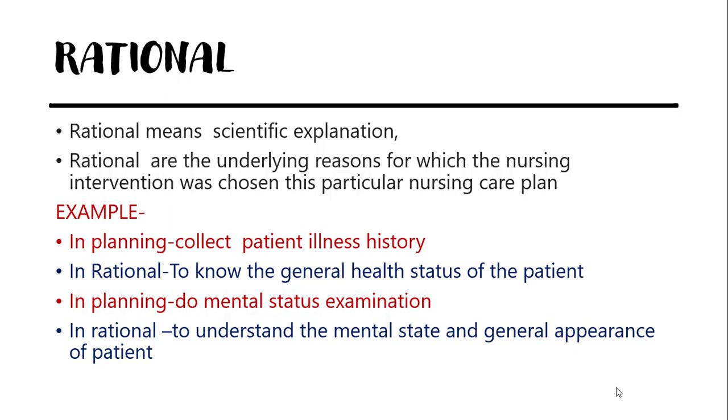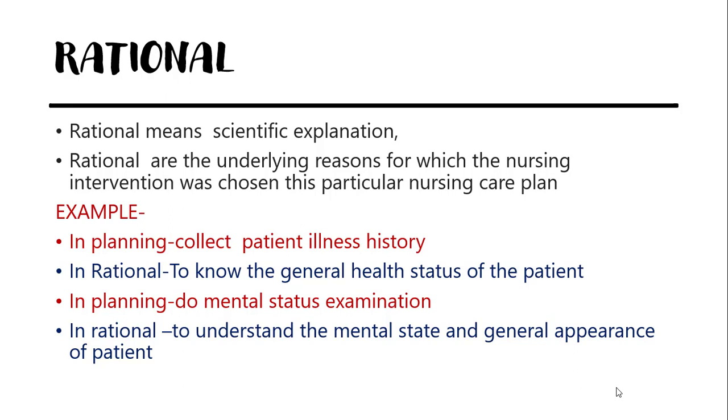So I am giving a scientific explanation for my planning in the rational column. So that is what we have to write under the rational column. Rational means an explanation column. For what purpose you have planned this particular plan, that you have to write in the rational column. So if you are planning to collect the patient history, in the rational column you have to write: to know the general health status. So that is the rational column of your nursing care plan. It is a scientific explanation for what purpose you are planning the particular checklist or particular plan.